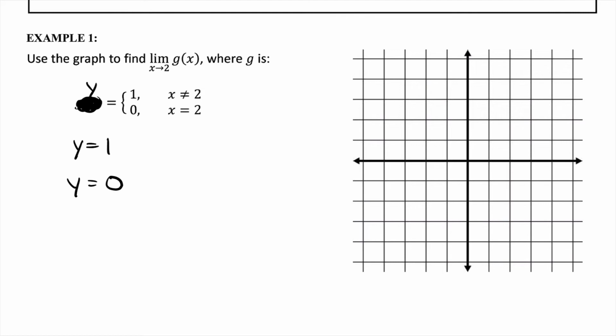So let's start with y equals 1, the first one. What does that look like? It's a straight line. What does y equals 1 look like? Exactly, horizontal. And it's going to cross where y equals 1. So y equals 1 right here, and it's going to look like that.